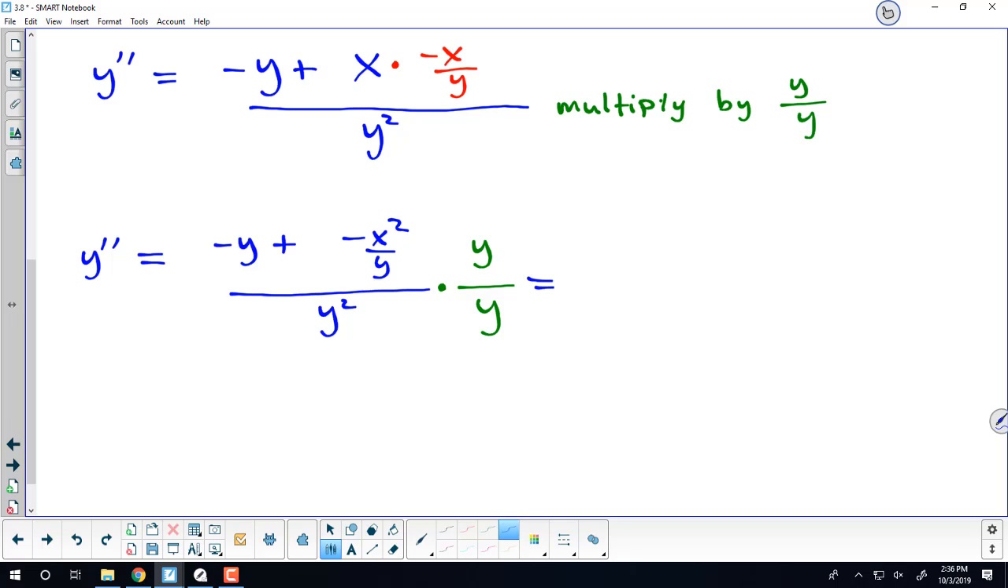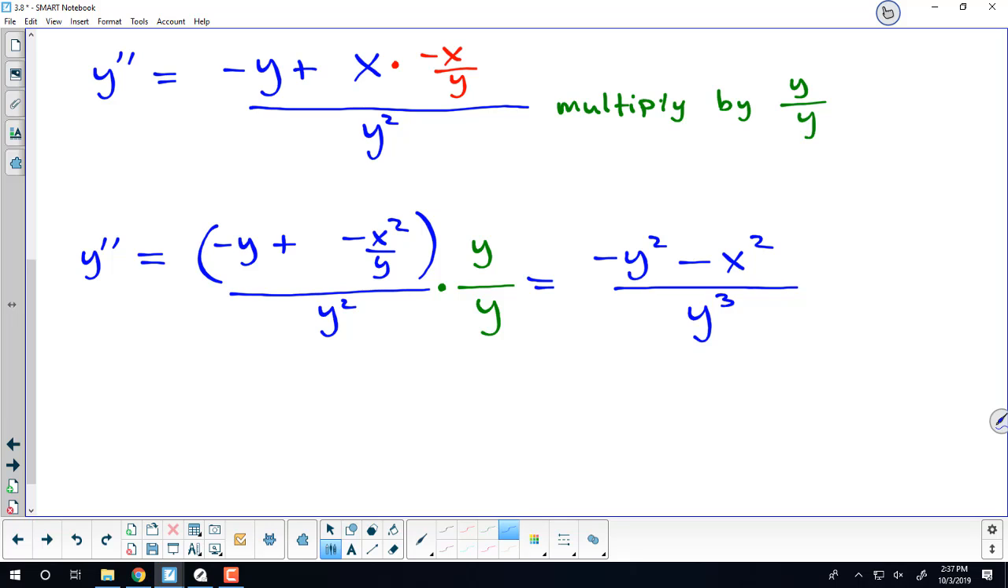Right, yes. So we have two terms on the top, so we need to distribute that y. So you've got a negative y squared, got a negative x squared, all over y cubed. Wouldn't it be negative xy squared? Or, x squared y, I guess? For the second term on top, no, the y divided by y cancels. Oh. So there we have our second derivative in terms of x and y.